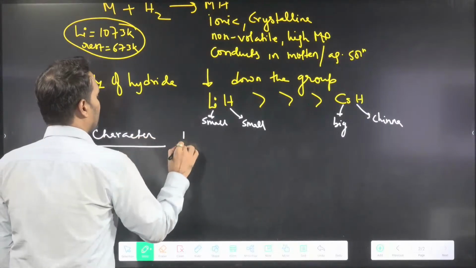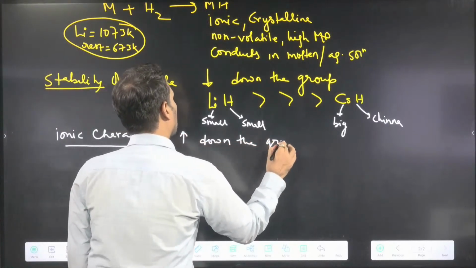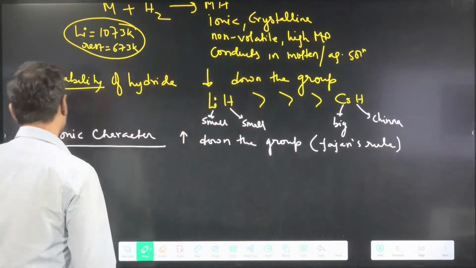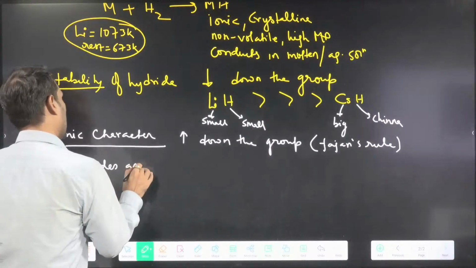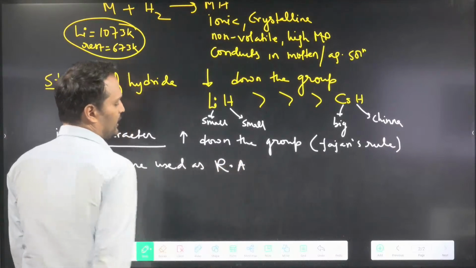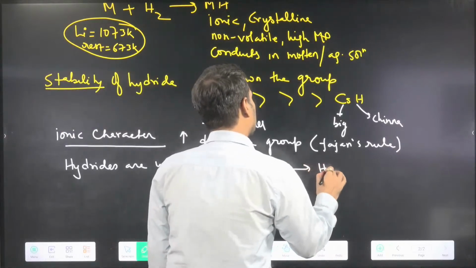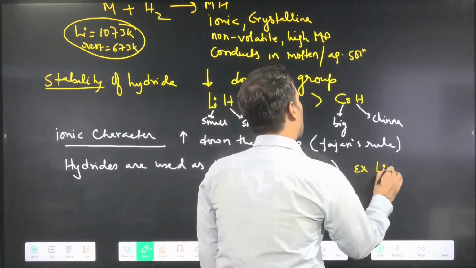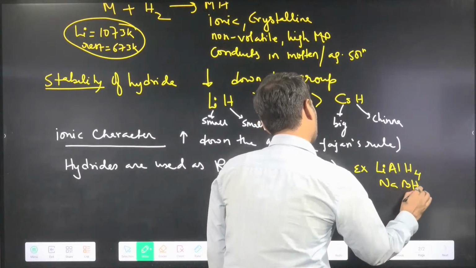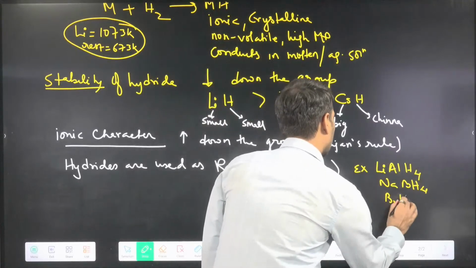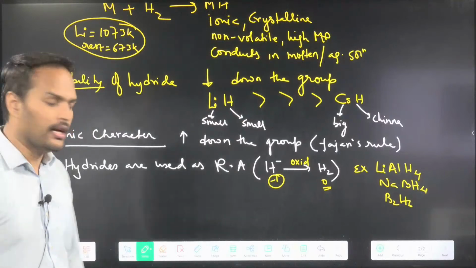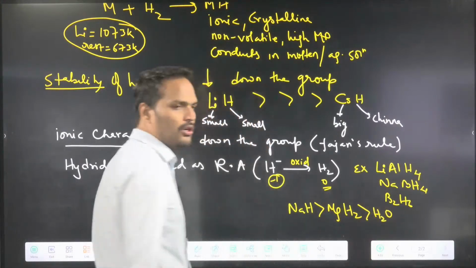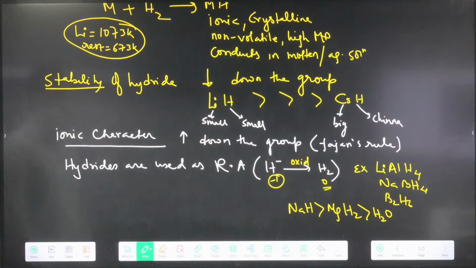So we were saying that ionic character increases down the group. You can explain this on the basis of Fajan's rule also. Then they also said that hydrides are used as reducing agents because H minus is there. H minus reduces others and it is itself oxidized to H2, from -1 to 0. That's why you remember those compounds LiAlH4, NaBH4. All these are reducing agents. B2H6 also. All these are reducing agents. 9.16 question, very good. The answer was like this: NaH, MgH2, which came in your paper also. Clear with this point? Done.